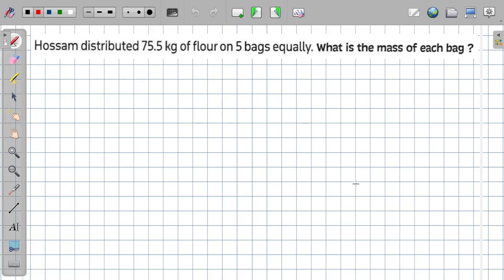Next, I have a word problem on the division operation. Hussein distributed 75.5 kilogram of flour on 5 bags equally. What is the mass of each bag? So I want to distribute a number over a number, so it will be a division operation. So I have 75.5 divided by 5. So let's try to divide these two numbers by the algorithm.